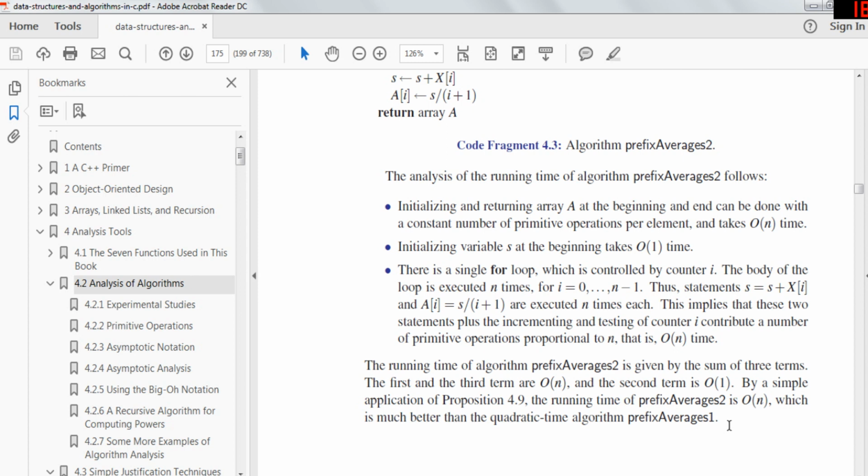Thus the statements s equals s plus x of I and a of I equals s over I plus 1 are executed n times each. This implies that these two statements plus the incrementing and testing of counter I contribute a number of primitive operations proportional to n, that is O of n time. The running time of this algorithm prefix averages 2 is given by the sum of the three terms. The first and the third are O of n, and the second is O of 1. By a simple application of the proposition, the running time of the prefix algorithm is O of n, which is much better than quadratic time.